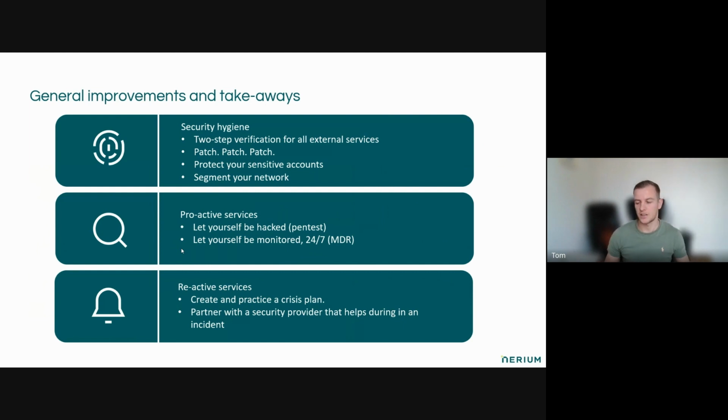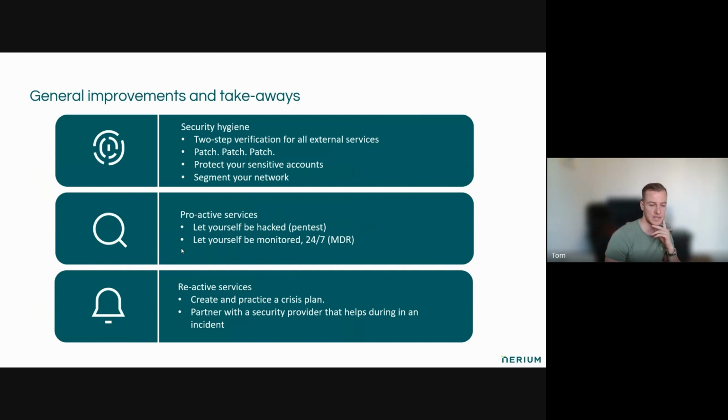Security hygiene, it all begins with security hygiene. If your hygiene is not on par, then the rest of the controls don't make that much sense. There are a lot of things you can mention in security hygiene, and you can also Google it very easily. But the most important ones I've written down, in my experience at least, are to have two-factor authentication on all things that are connected to the internet, and to patch. I cannot repeat it enough. It's very important to patch your vulnerabilities.